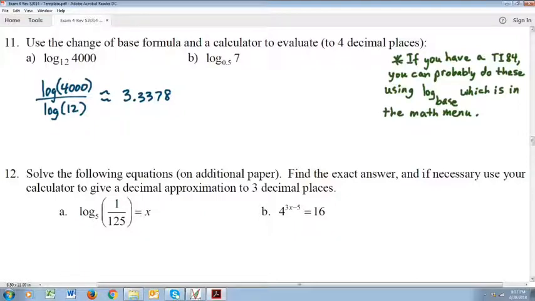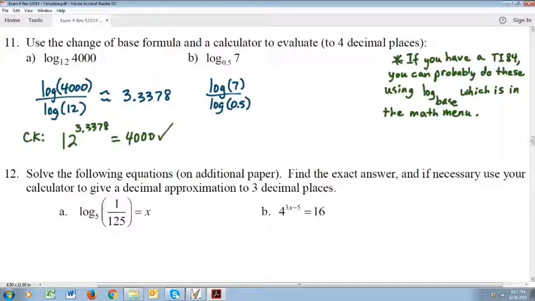Now notice you can check these answers. Remember, a logarithm here, the logarithm base 12 of 4,000, the log is an exponent. It's the exponent you put on a base of 12 to get 4,000. So it should be true that 12 to the 3.3378 power is 4,000. And if you check that, you can verify that that's true. So on the next one there, this will be the log of 7 over the log of 0.5. And you should get negative 2.8074. And again, if you took 0.5 to that power, you should get 7. Let's go ahead and move down to the bottom there.